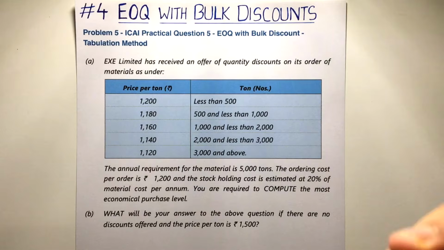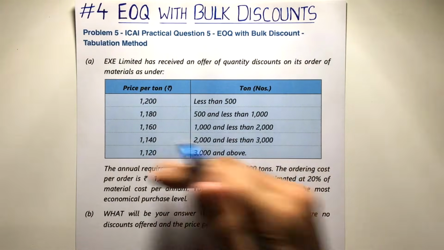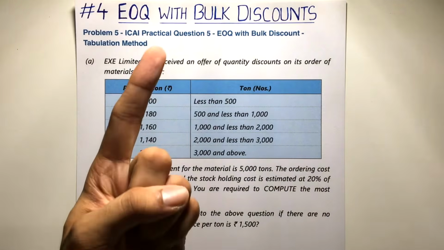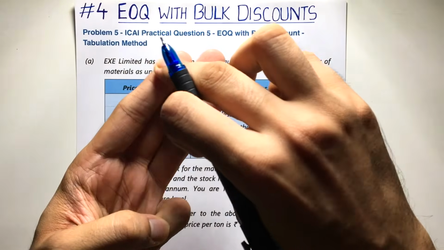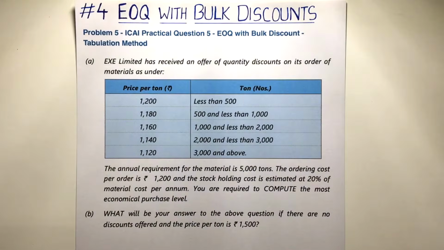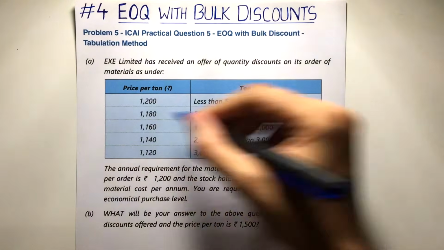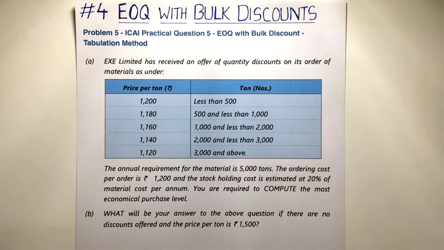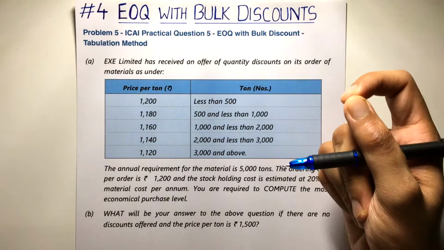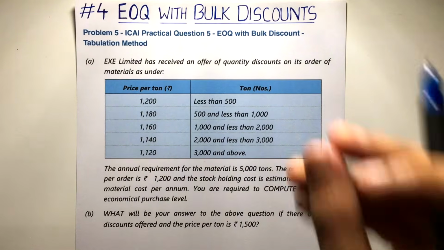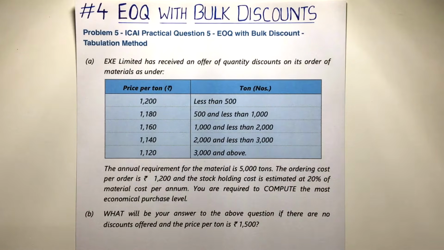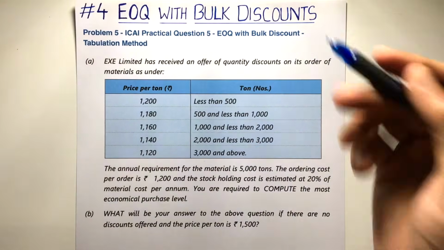What is our technique? Our technique is really simple. We just have to calculate the total annual cost of each discount level. What is total annual cost? Total purchase cost plus total ordering cost plus total carrying cost. Add up all of them and you will get the total annual cost of each discount level, and then you will select whichever is the lowest. That would be your best economical purchase level. That quantity you will order. Is that clear? That's the technique we have in these bulk discount questions.